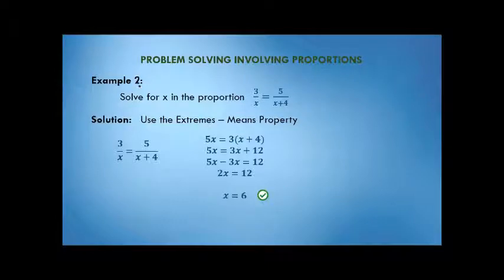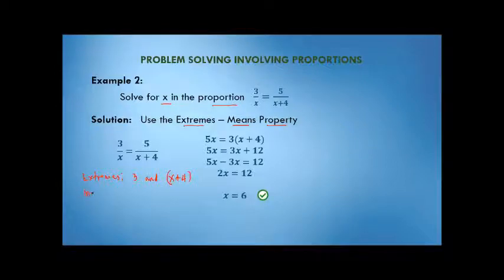Next, example number 2. Solve for the value of x in the proportion 3 is to x is equal to 5 is to x plus 4. So we're going to use the extremes means property. So again, kukunin natin yung product ng extremes, kukunin natin yung product ng means, at i-equate sila. So sa form na to, ang extremes natin, 3 and x plus 4.